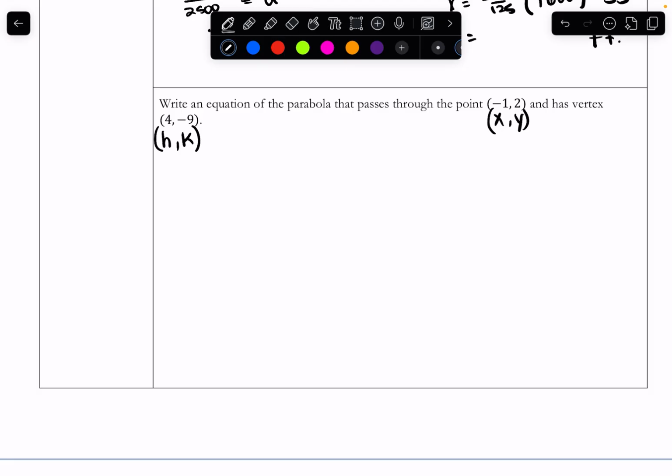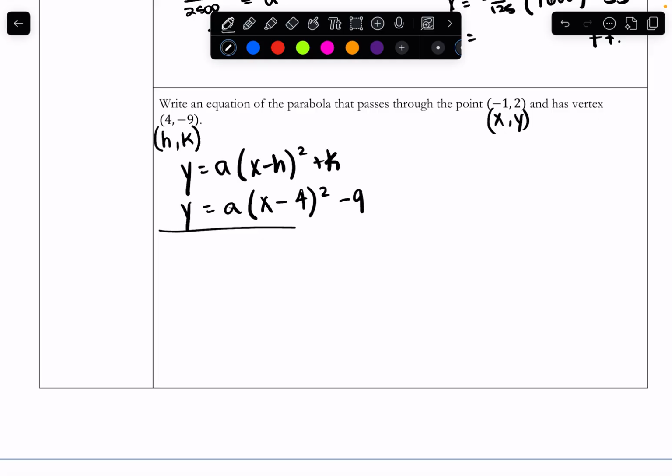Vertex form or intercept form in most cases. And because we have our vertex, we're going to do vertex form. So I'm going to do exactly what I did last time and take my x and y and my H and K and sub all of that in. So this is my form. I know H is 4, K is -9, and then we'll just go ahead and sub in the x and the y.